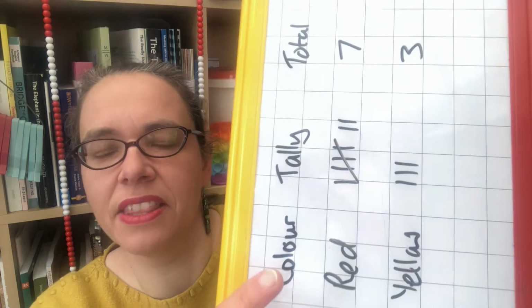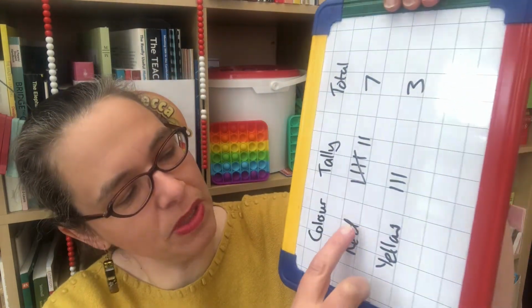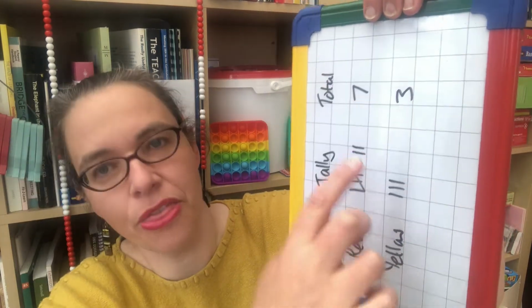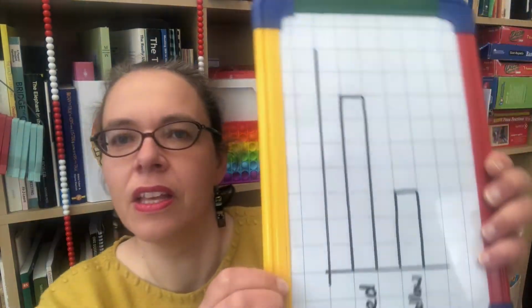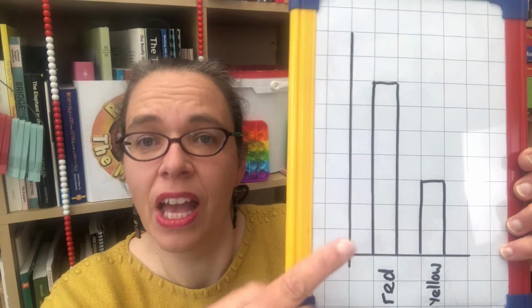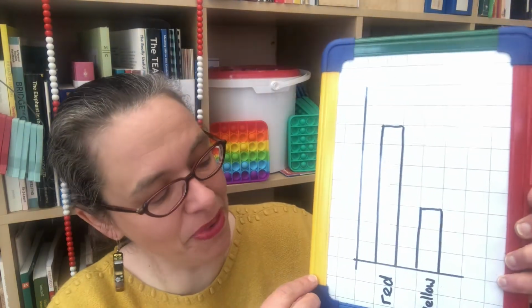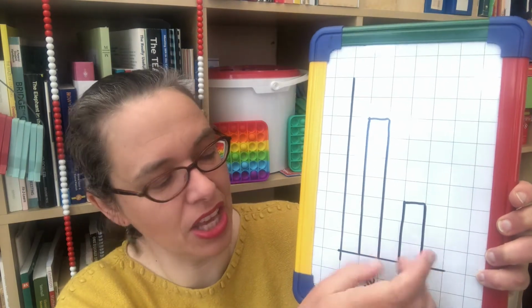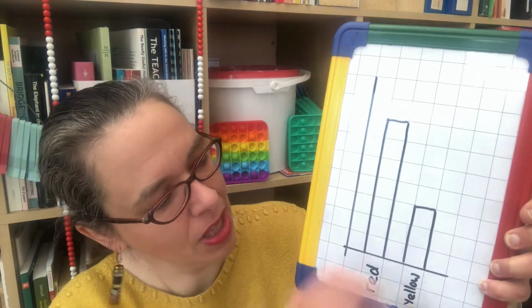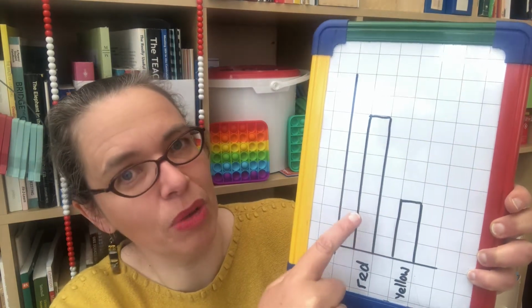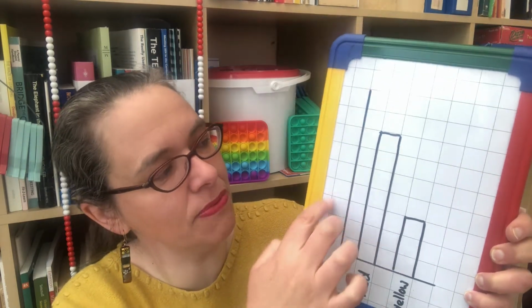So we would take this data and have our columns red and yellow and colour in 7 blocks for red and 3 blocks for yellow. There it is. And you could colour that bar red and that bar yellow if you wanted, that'd be fine. And they could be next to each other or spaced out like this. But the key is at this level, it is 1 block per item, so you don't even need a scale at the side.